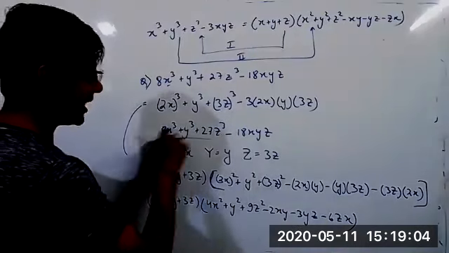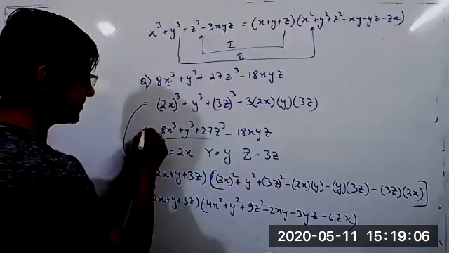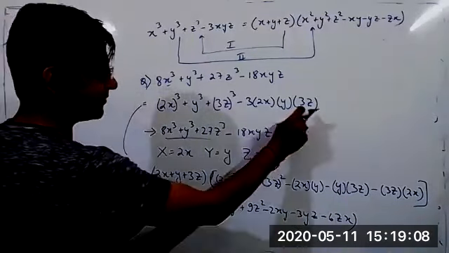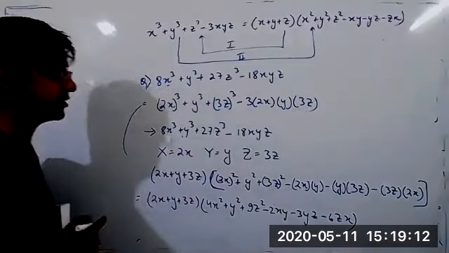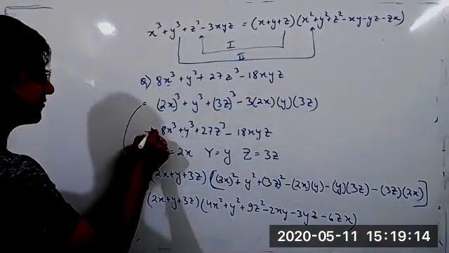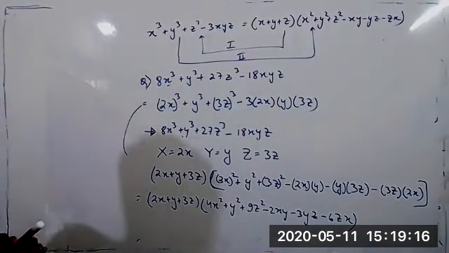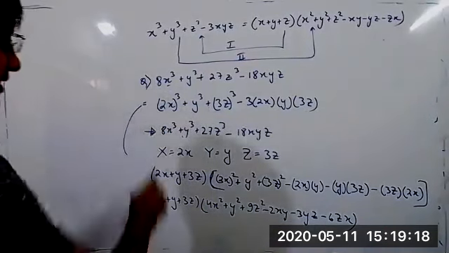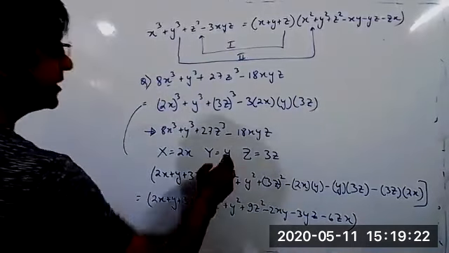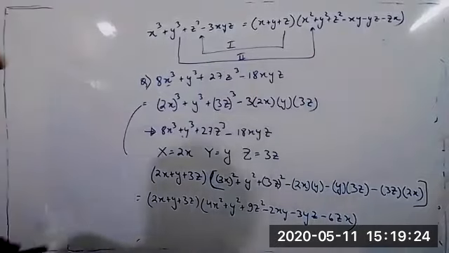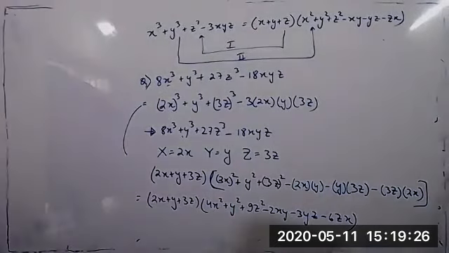That's what I mean. I have just checked in this step whether what I have written is matching with the question or not. This step is just for verification that you have written everything correctly. And after this, you can write x is equal to 2x, y is equal to y, z is equal to 3z. Replace that value in this identity. Okay, sir. Thank you.